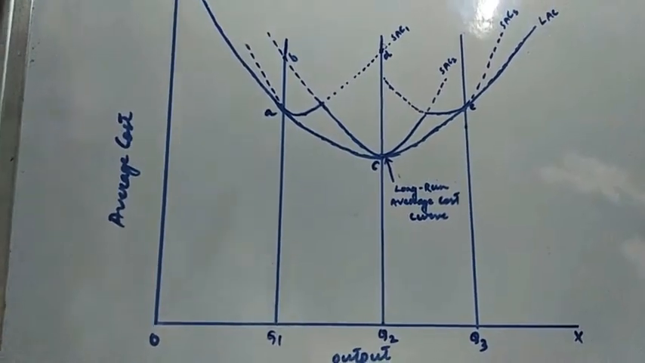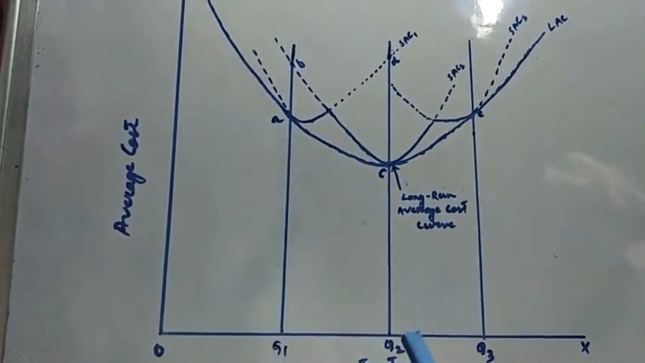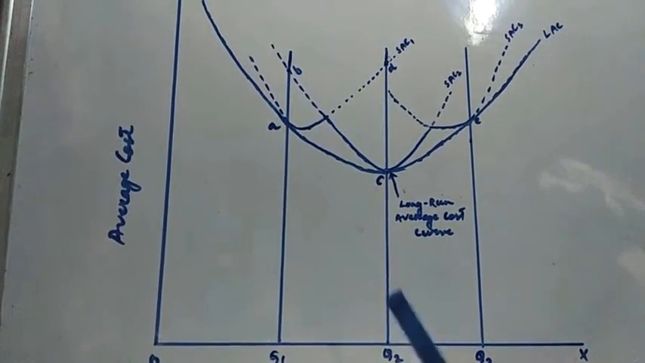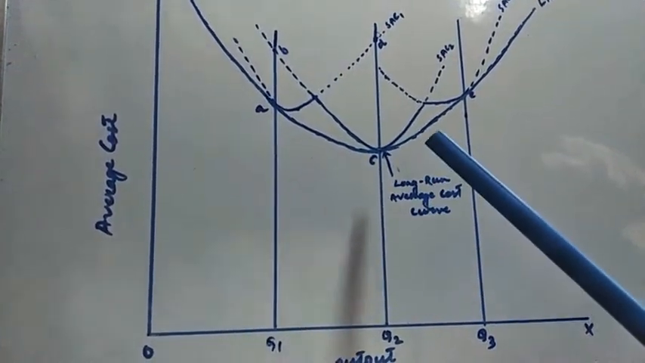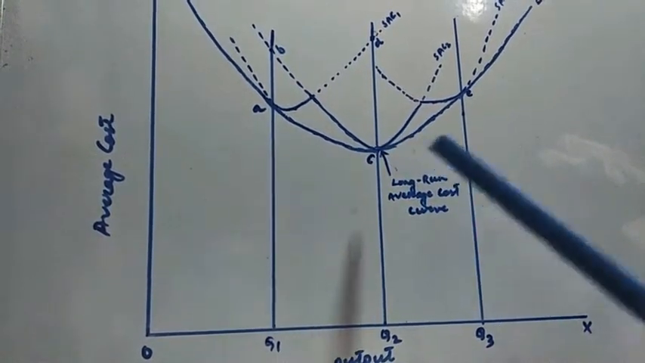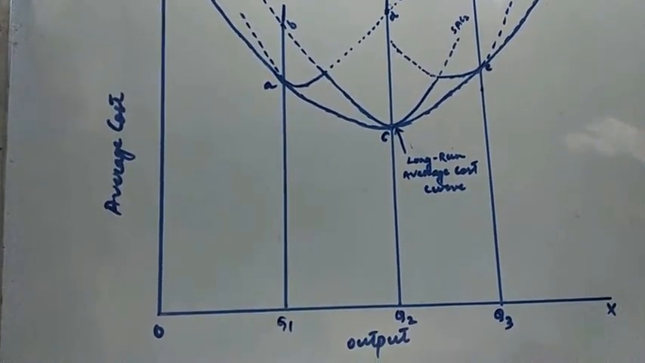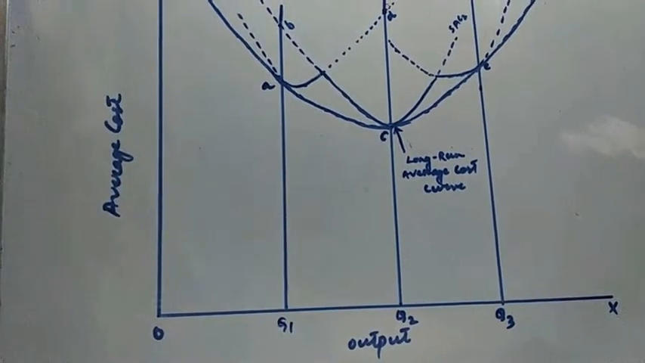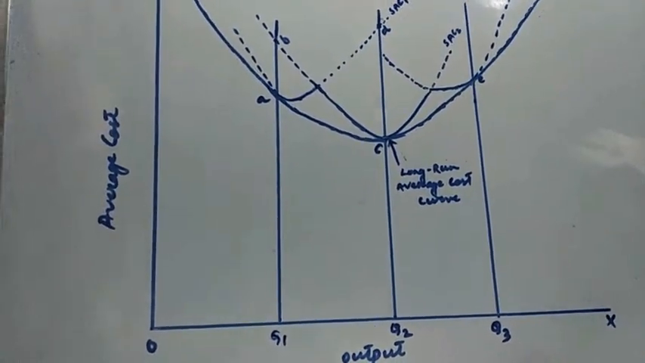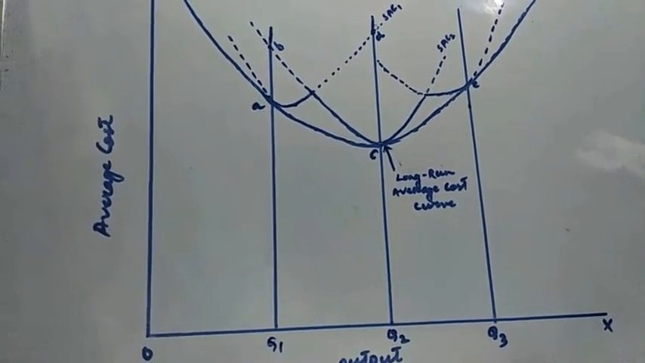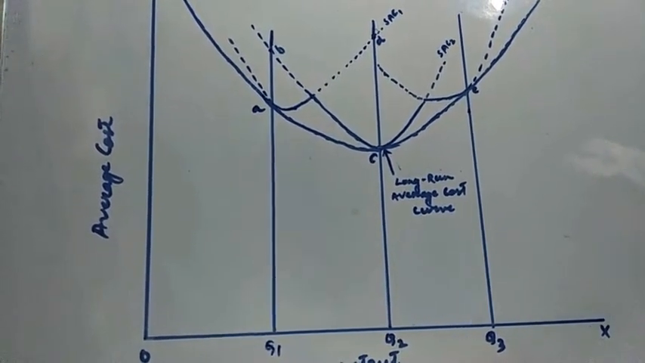So at OQ2 level of output and the plant size SAC2, it will be operating at point C, and it will be using the appropriate quantity of labor and other factors. So in this way, the firm will minimize its cost of producing OQ2 quantity of output.